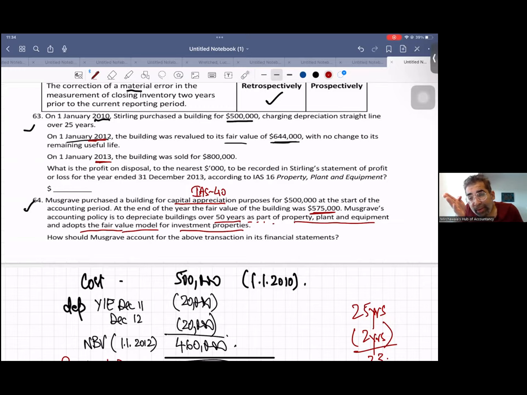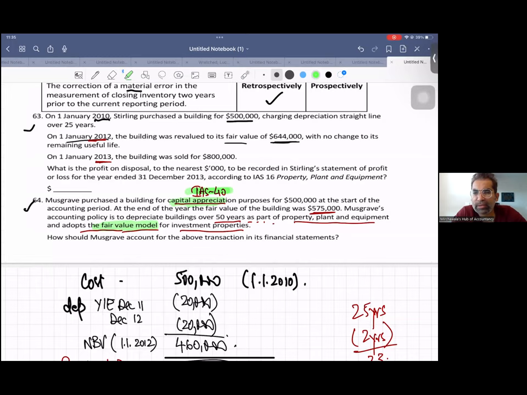They are diverting your minds towards PPE, but this asset is bought for capital appreciation. This asset is bought for capital appreciation, which means it's IAS 40. And in IAS 40, they are using which model? Fair value model. In the fair value model, there is no depreciation, just changes taken to P&L.